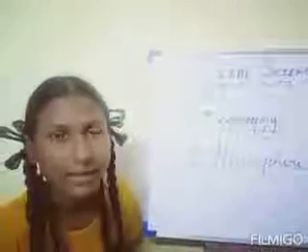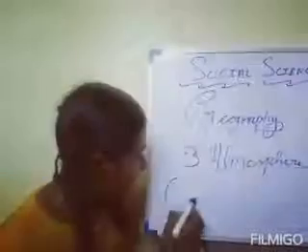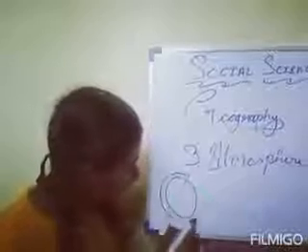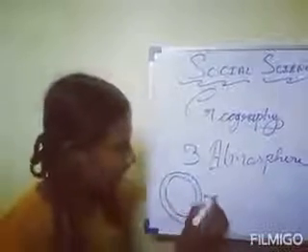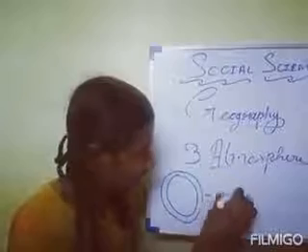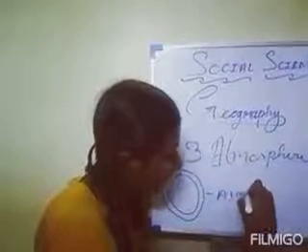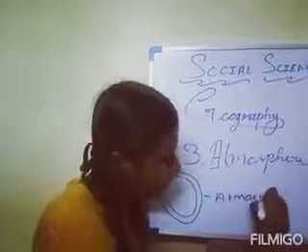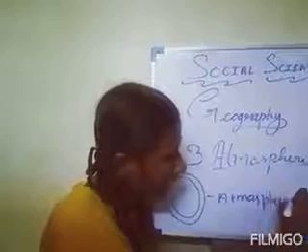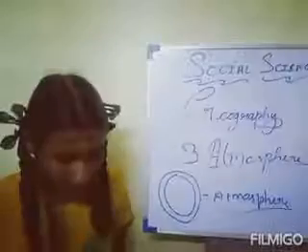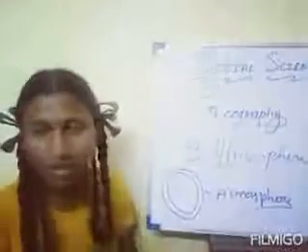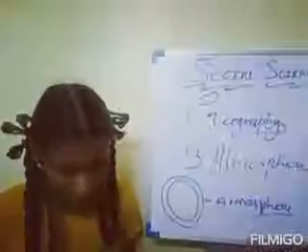The earth is surrounded by it, and it is called the atmosphere. That is one of the spheres. Like that, there are four spheres, and the atmosphere is one of them. Let's go through the atmosphere.